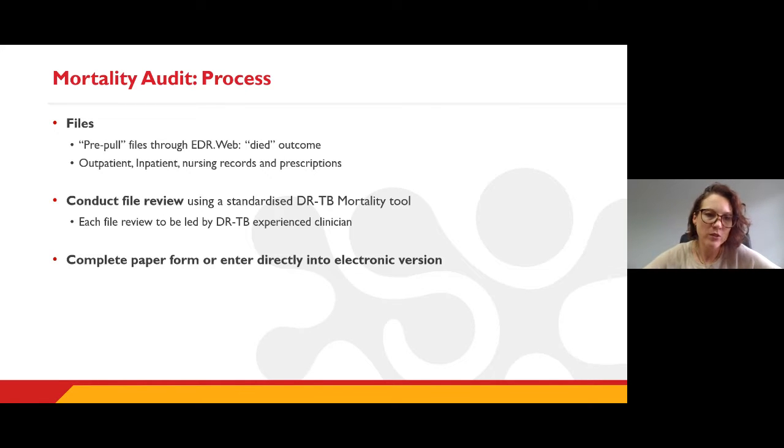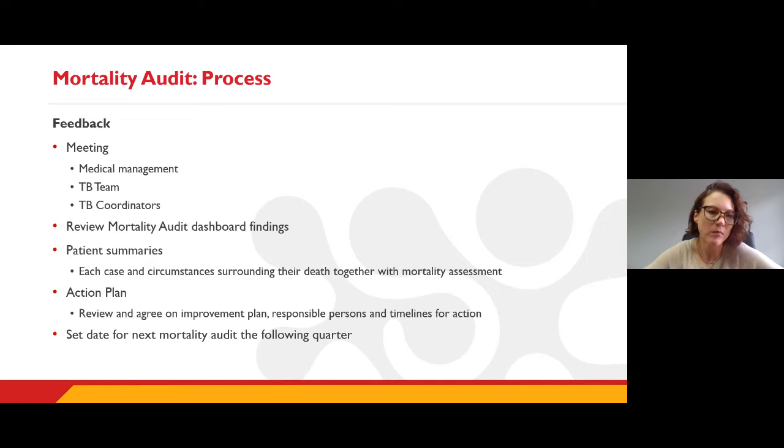So in terms of the files, we would obviously, in collaboration with the facility, pre-pool the files based on EDRWeb data of who had died outcomes. And we would request to have the outpatient, the inpatient nursing records and prescriptions available to review. The file reviews were conducted with the standardised DRTB mortality tool, with each review led by an experienced clinician. We had paper forms, but also had the ability to capture electronically as well.